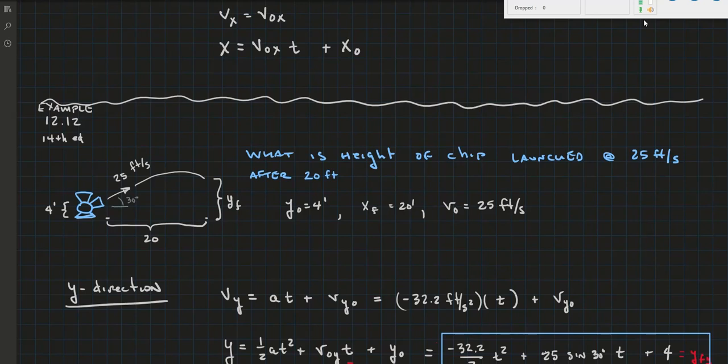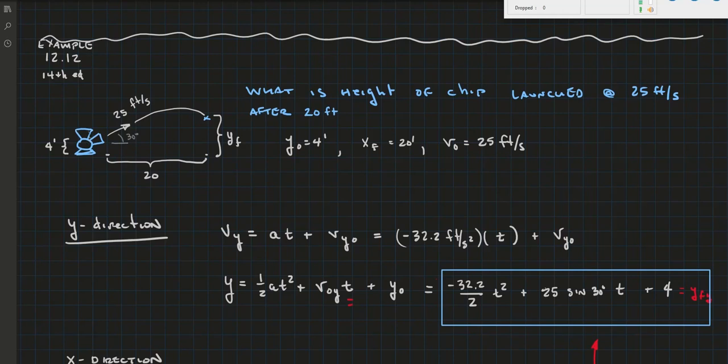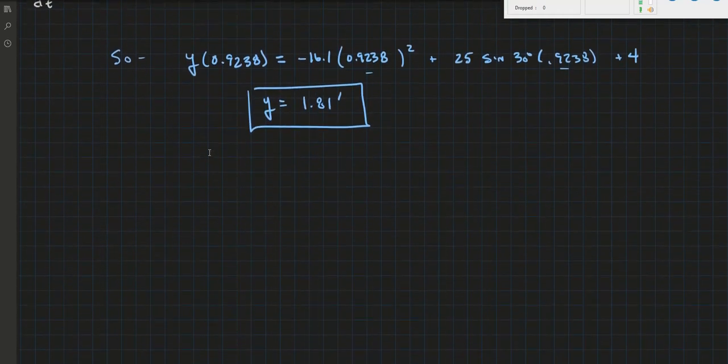So we land here at 1.81 feet, which is actually lower than the position that we fired out of our wood chip cannon, I guess, or our wood chipper. But our datum line was the base of this wood chipper, so 1.81 feet.